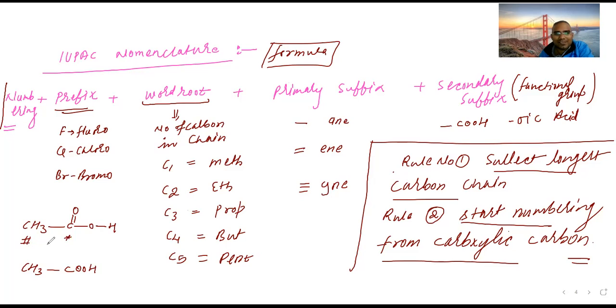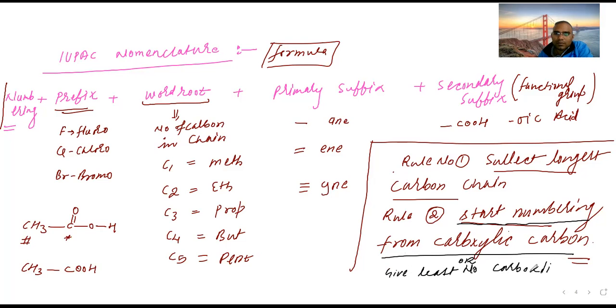The hash? See, here you see the readout. Start numbering from the carboxylic carbon, so the one with the star will get number one. I am writing the supplement of this rule, rule number 2. Give lowest number 2 to the carboxylic carbon.